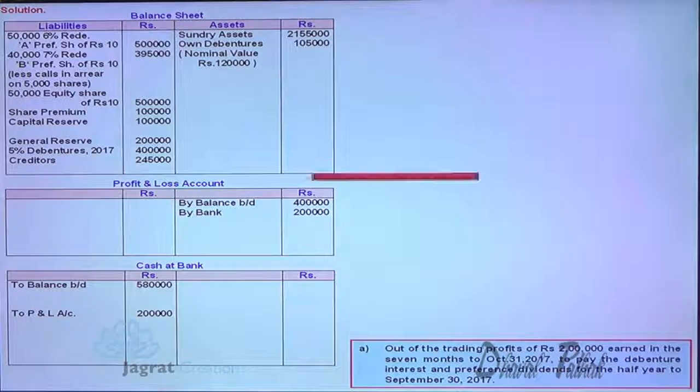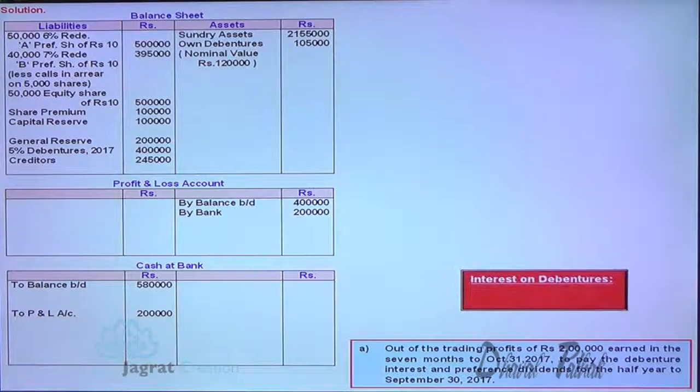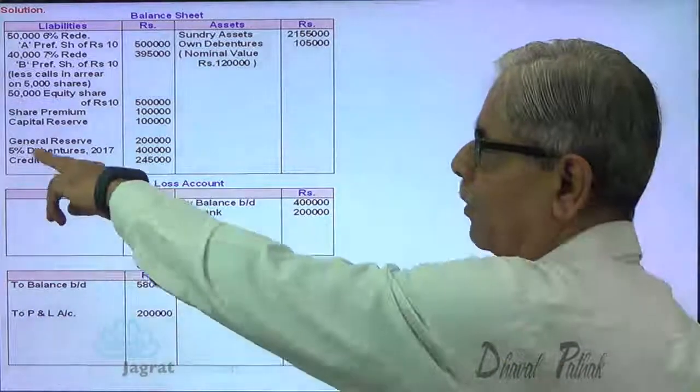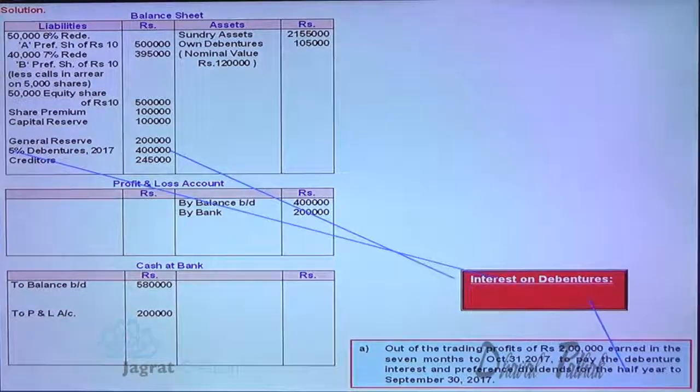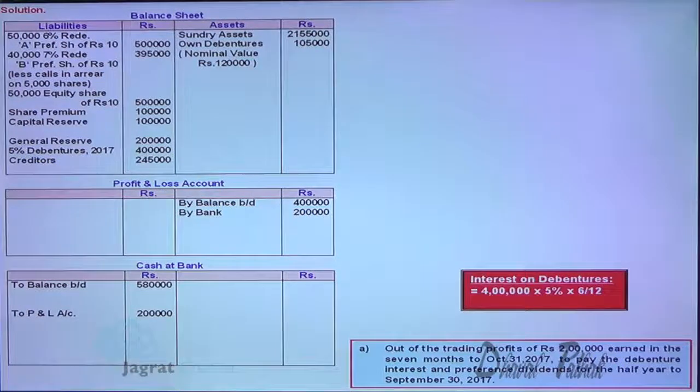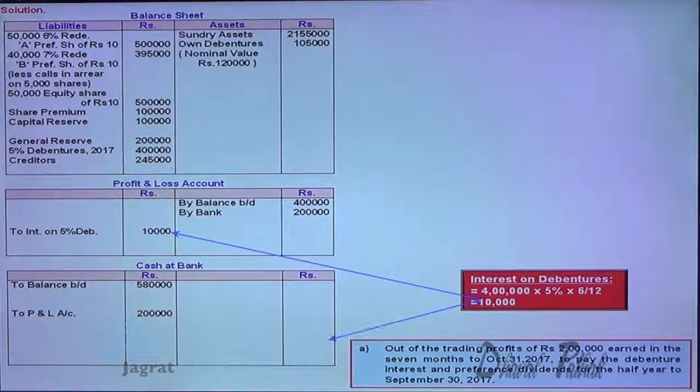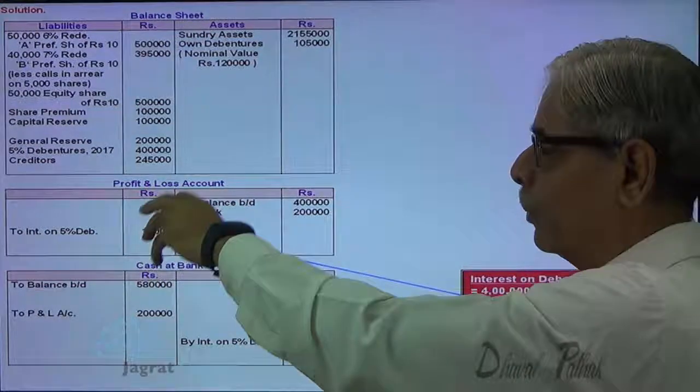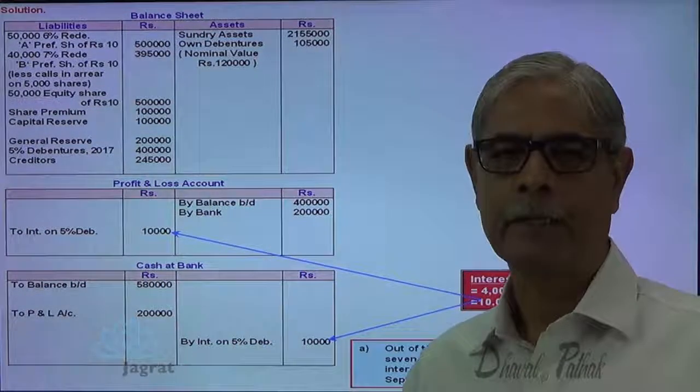Now I am required to pay debenture interest. 5% debentures, 4 lakhs rupees. So 4 lakhs into 5% for 6 months. So debenture interest required to be paid 10,000. Debenture interest is paid out of profit. So profit and loss account debit to bank account credit. So this is how from profit debenture interest is being paid.